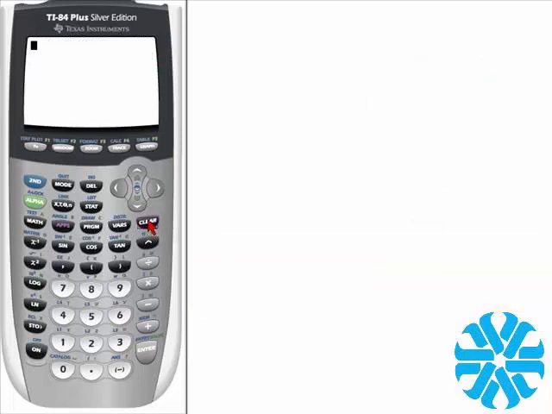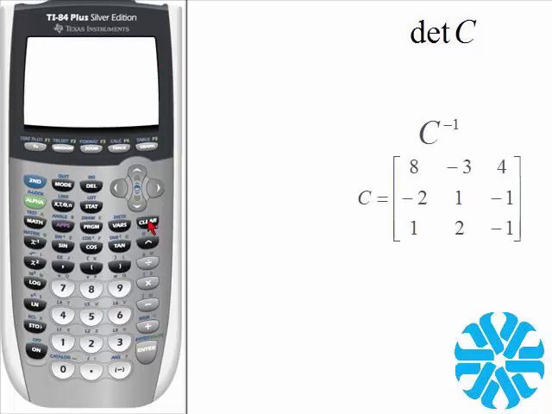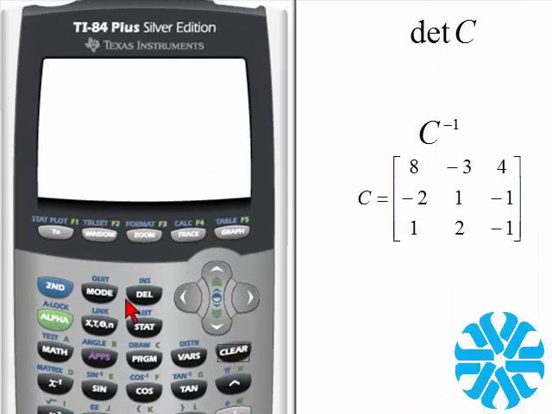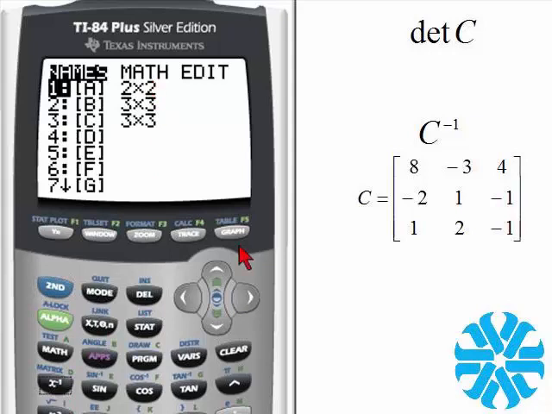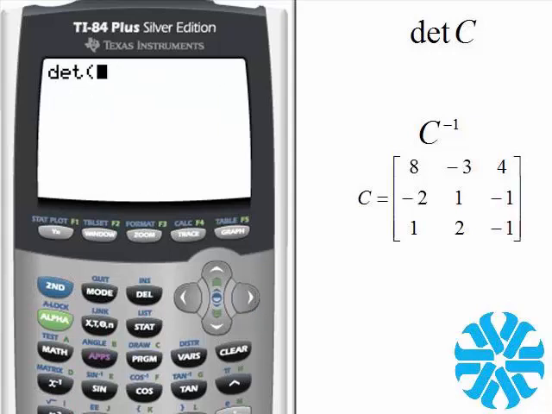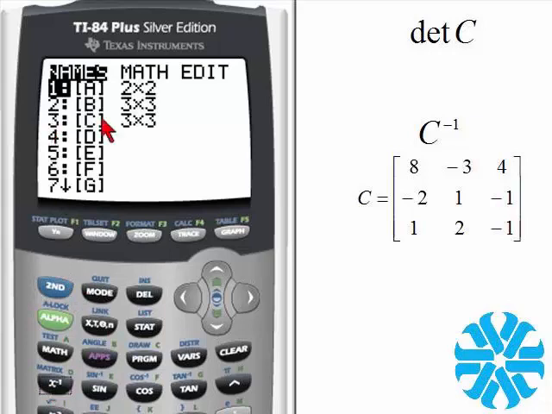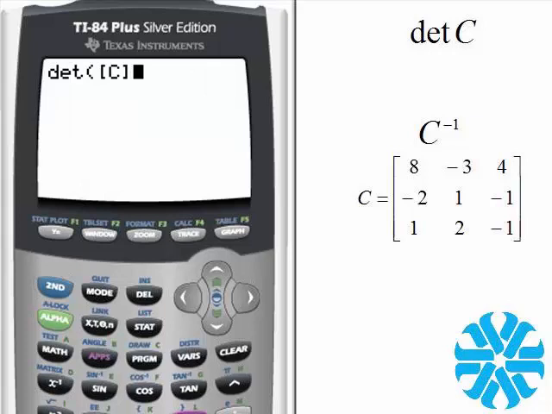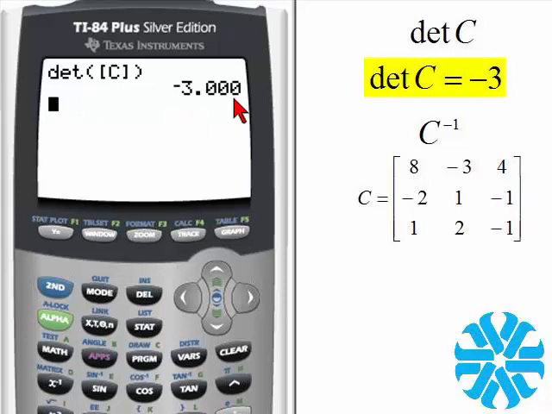For example number 3, we would like to compute the determinant of matrix C, then compute the inverse of matrix C. So once again, we'll go to second function matrix, move over to math, select enter, then second function matrix, we want matrix C, so that's option 3. Close the grouping symbol and select enter. So the determinant of matrix C is -3.